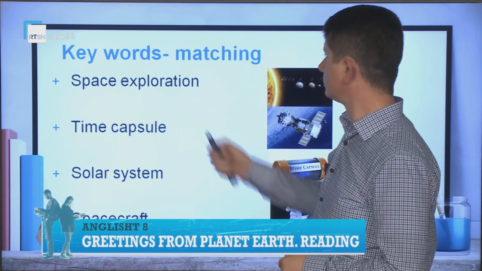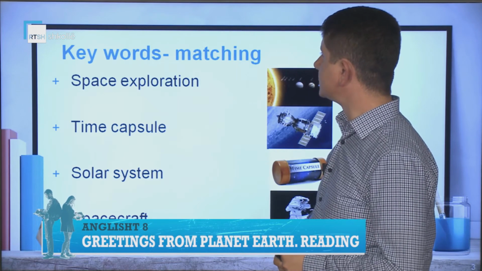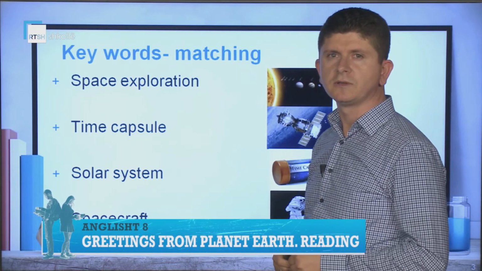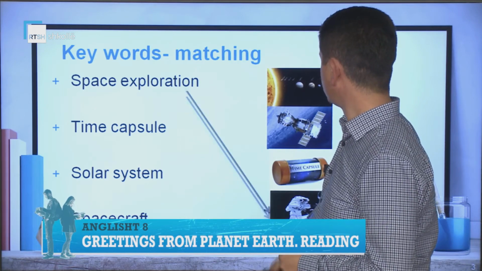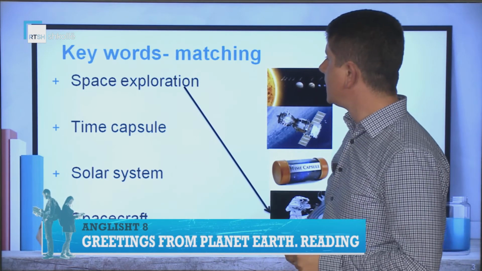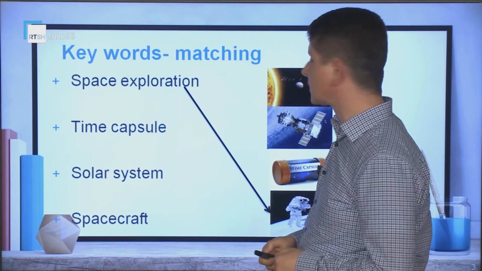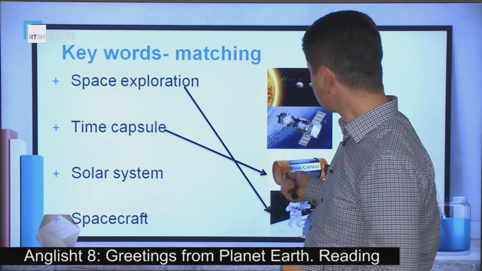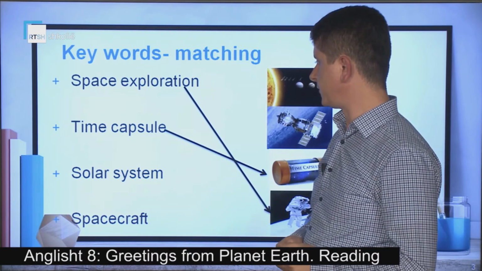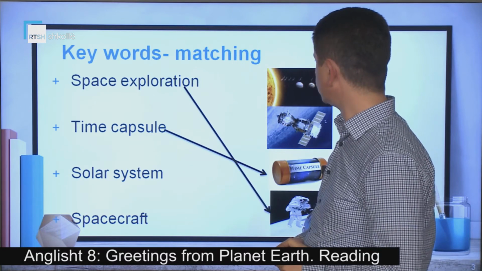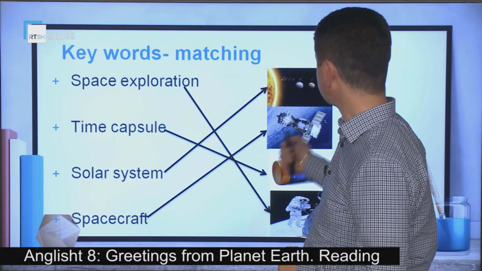Let's try to match these words and translate them into Albanian. The first word is space exploration, explorimi i hapësirës në gjuhën shqipe, which goes with this picture. Next word, or phrase, is time capsule, kapsul kohore, goes with this picture. The third word or phrase is solar system, sistemi diellor, with this picture. And the last word is spacecraft, anije kozmike.